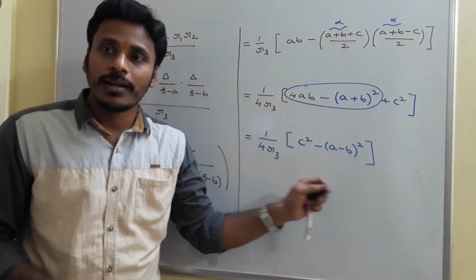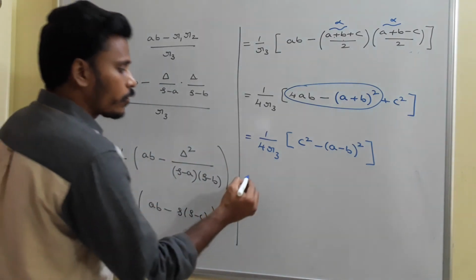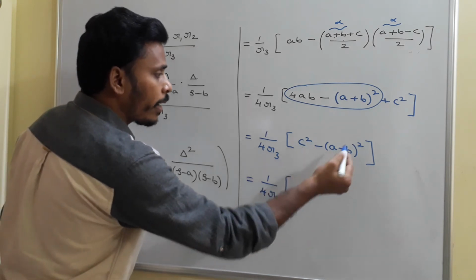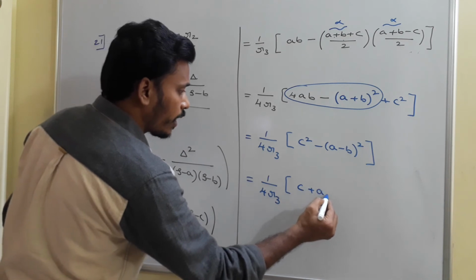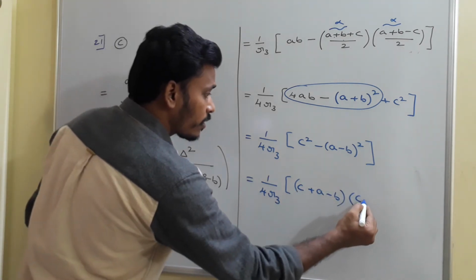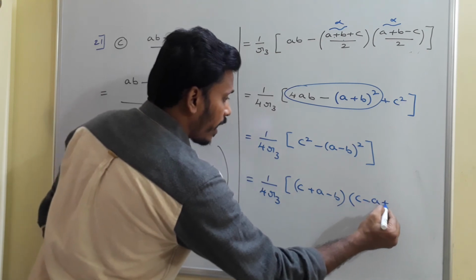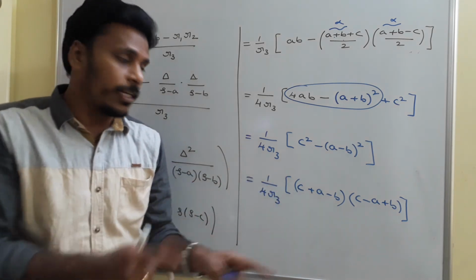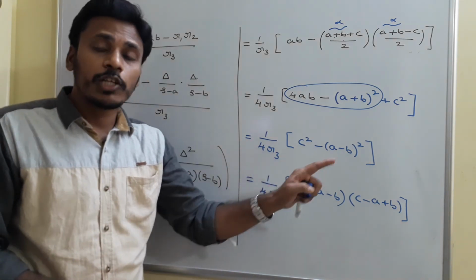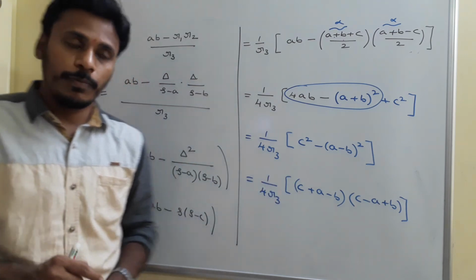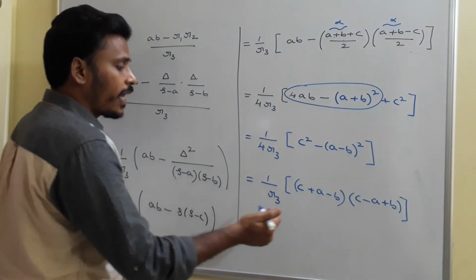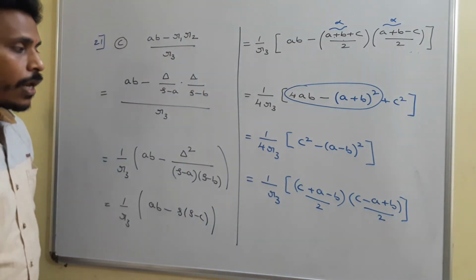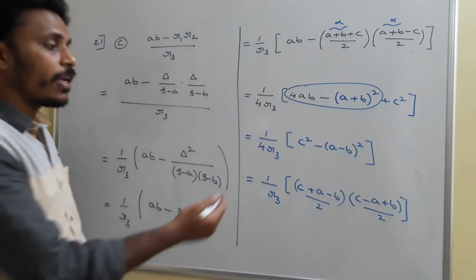Again here you need to use x plus y into x minus y. So this is equal to 1 by 4R3 of C square minus A minus B whole square, which means C plus A minus B into C minus A minus B, that is C minus A plus B. Because of the space concern, I am directly writing. C plus A minus B is directly C plus A minus B. C minus A minus B is C minus A plus B. Now outside there is 4. You just split it as 2 and 2. Give one 2 here and then one more 2 there. Now C plus A minus B by 2 and C minus A plus B by 2.